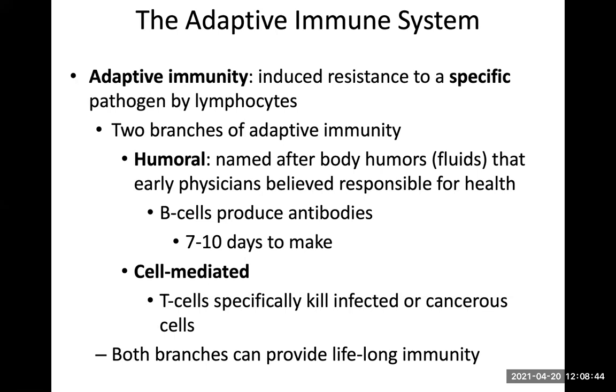Okay, so the humoral branch that's responsible for producing these antibodies is we call it the B cells. All the B cells will have receptors, which are essentially antibodies bound to the surface of the B cell.